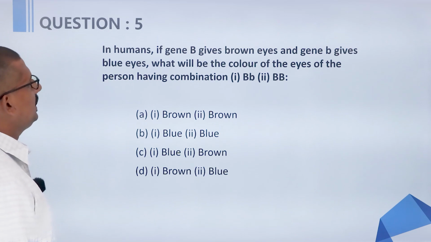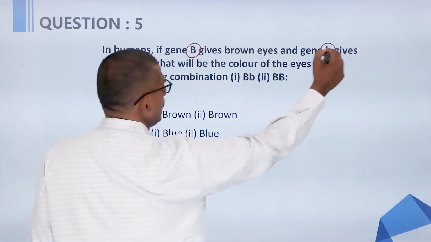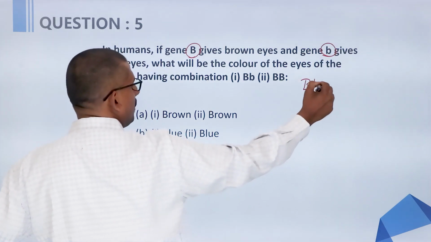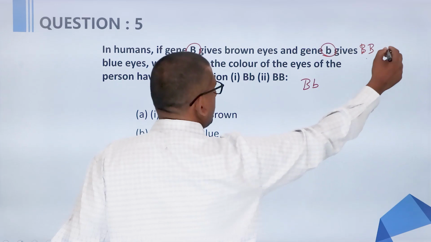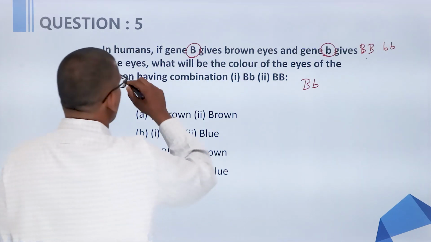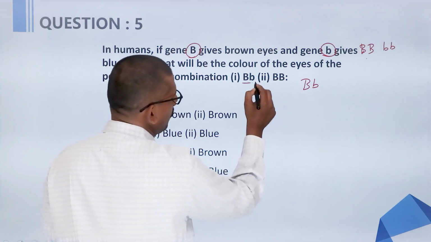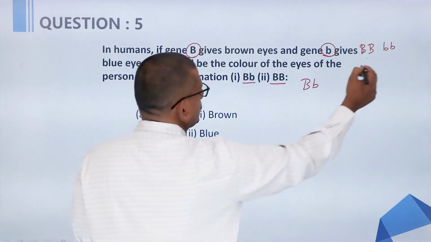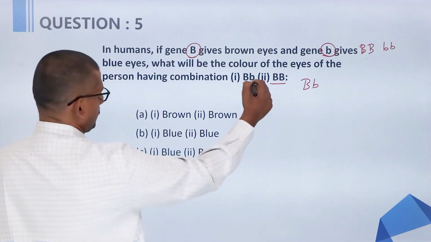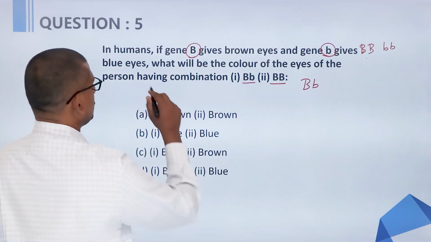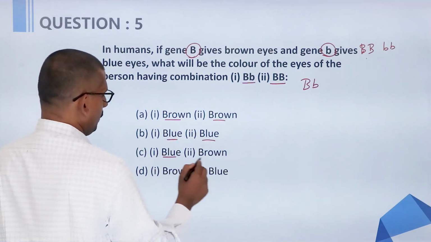In humans, if gene capital B gives brown eyes and gene small b gives blue eye, what will be the color of the eye of a person having a combination of capital B, small b, capital B, capital B? Option A is brown, brown; then blue, blue; then blue, brown; and brown, blue.